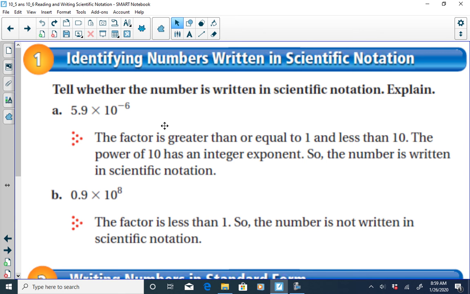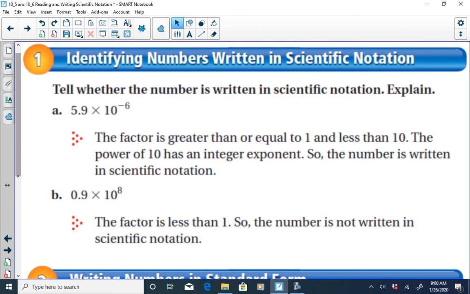We want to be able to identify if the number is written in scientific notation or not. All right, so we have 5.9 times 10 to the negative 6. First of all, it is a number written as the product of two factors. The first factor, 5.9, is greater than or equal to 1 but less than 10. The second factor is a power of 10. So yes, this is an example of a number that's written in scientific notation. The factor is greater than or equal to 1 and less than 10. The power of 10 has an integer exponent, so the number is written in scientific notation.